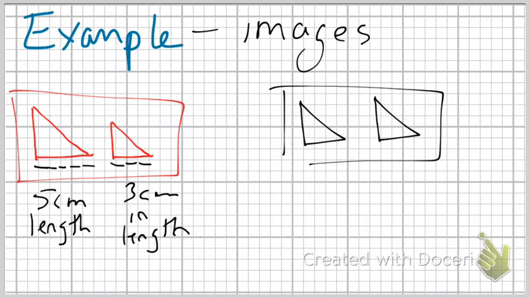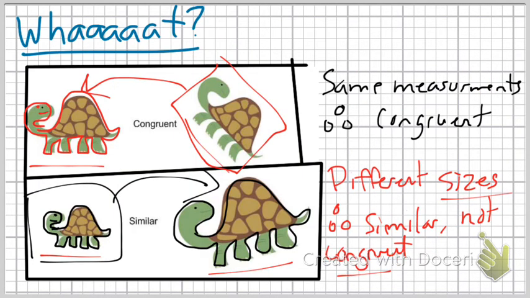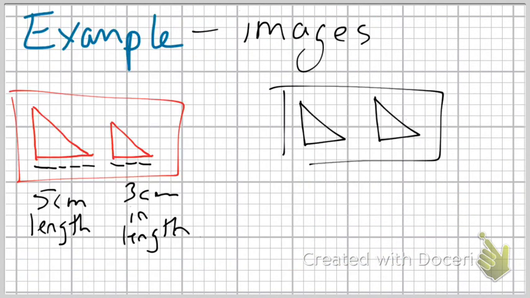If we look back to our definitions, similar shapes are shapes that have the same interior angles. Congruent shapes are shapes that have the same interior angles and side lengths. So these two triangles here, I can guarantee you their interior angles are the same. I know because I drew them. But their side lengths are not the same. So since their side lengths are not the same, they are similar, but not congruent.